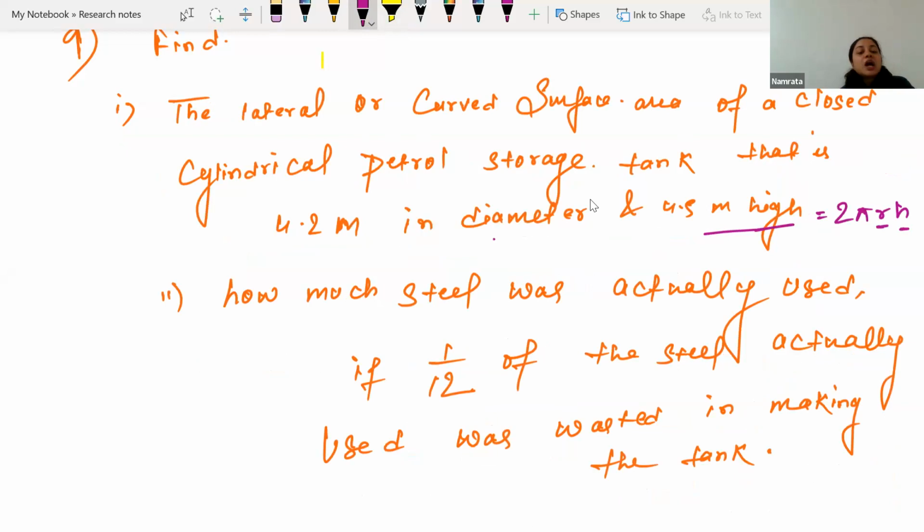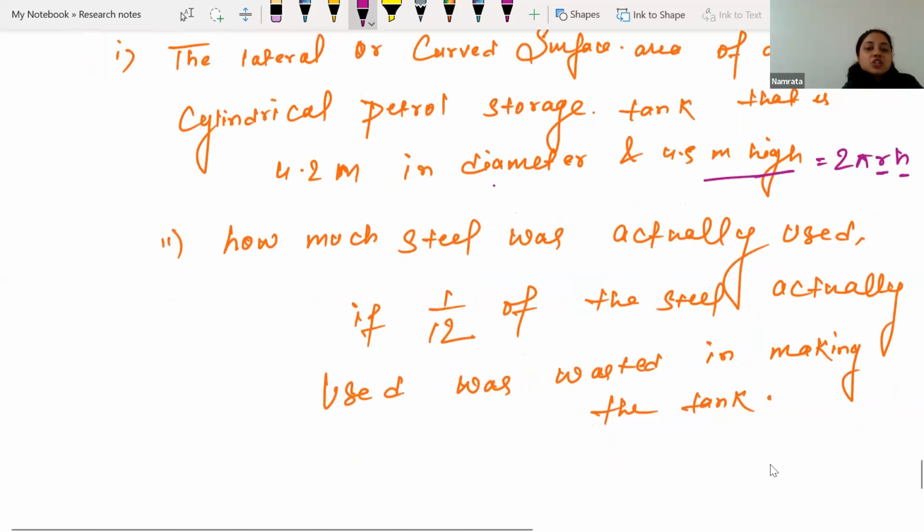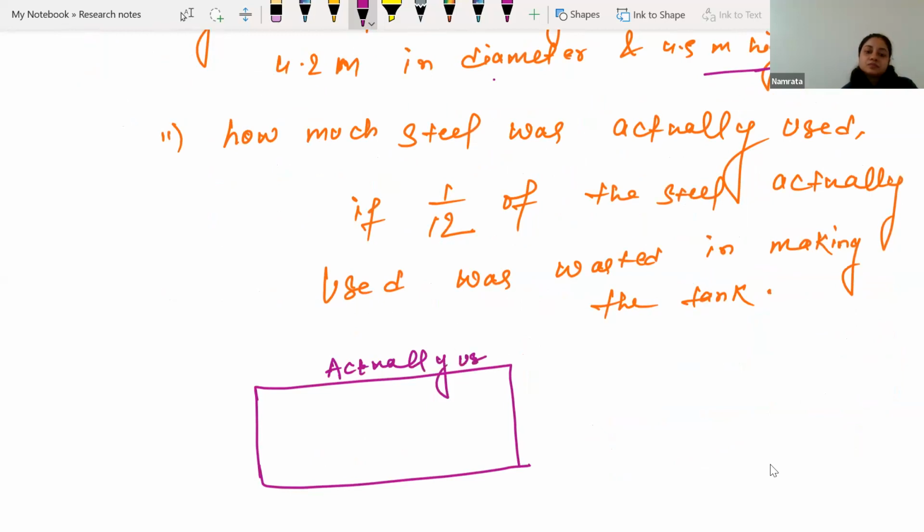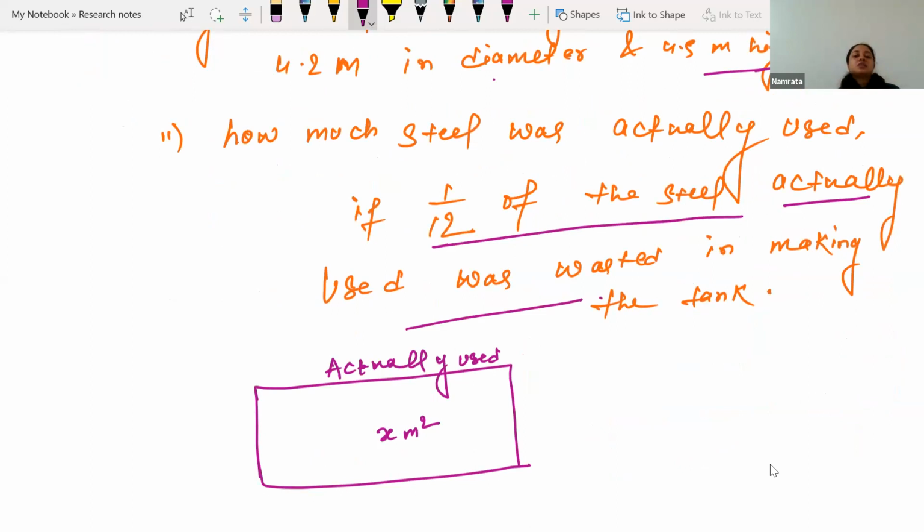Now the second part, how much steel was actually used? If 1 by 12 of the steel actually used was wasted. Let's say a sheet of steel was actually used, let's say x meter square area of steel is actually used. If 1 by 12 of the steel which is actually used was wasted, you go like when you have to just cover.